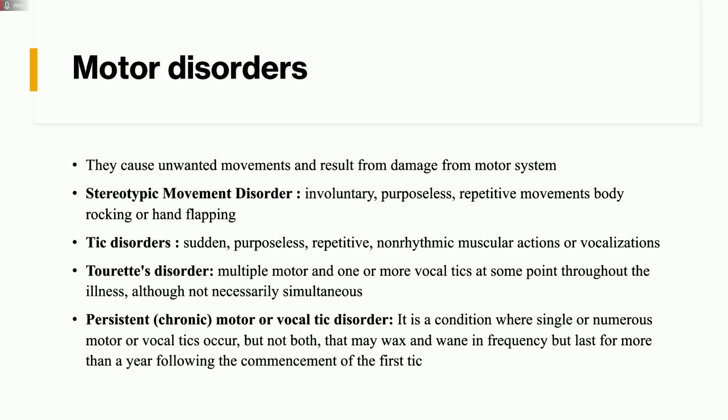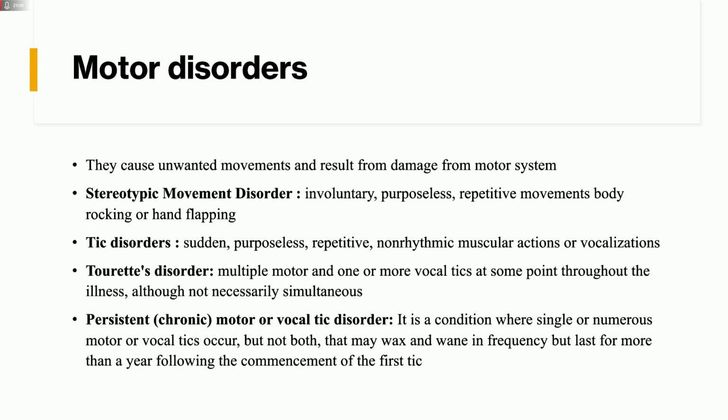Finally, we come to the motor disorders. These are unwanted movements that result from damage to the motor system. Number one is stereotypic motor movement disorder, in which there is involuntary, purposeless, and repetitive body rocking and hand flapping, etc. There is a difference between this type of movement and autism spectrum disorder. In autism spectrum disorders, he will also not be able to communicate properly. But in stereotypic movement disorder, he is able to communicate properly.